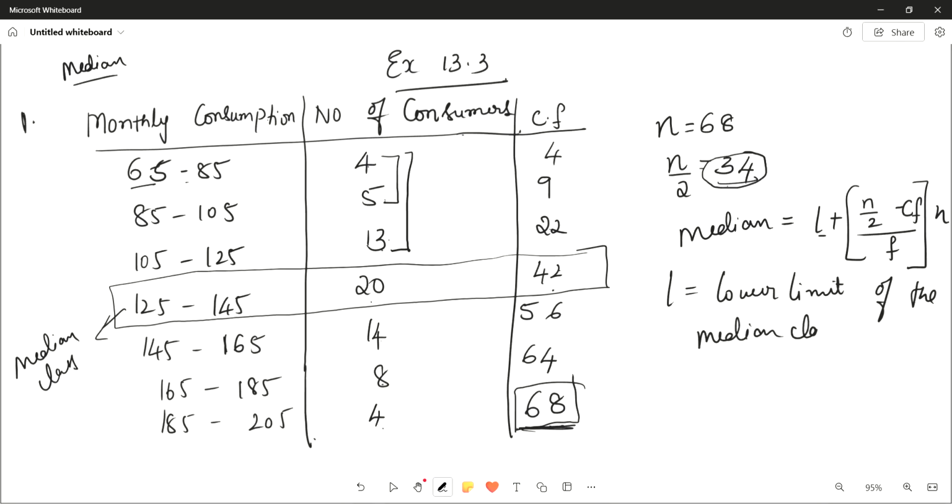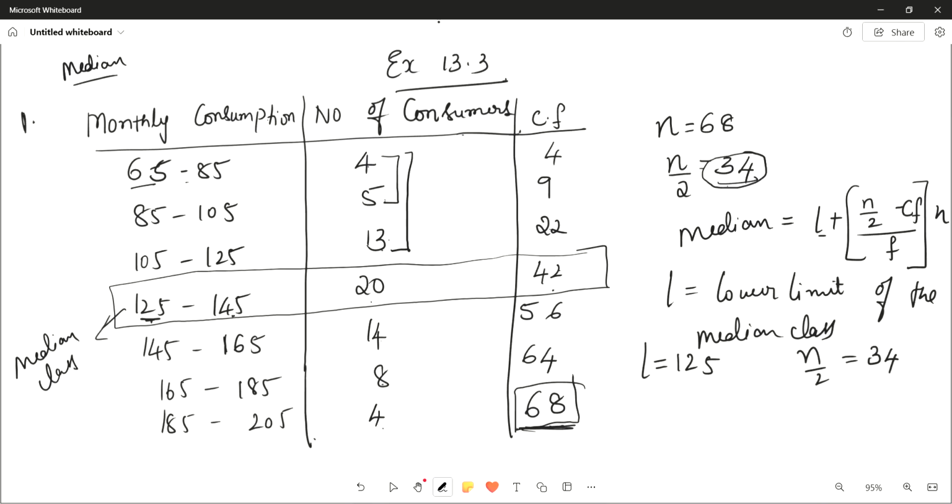Okay. So in the class interval, this is the lower part, right? This is the lower limit and this is the upper limit. So L will indicate the lower limit of the median class. Here L is equal to 125. N by 2, half of that, we calculated, that is 34.